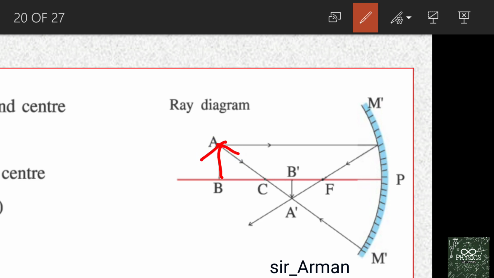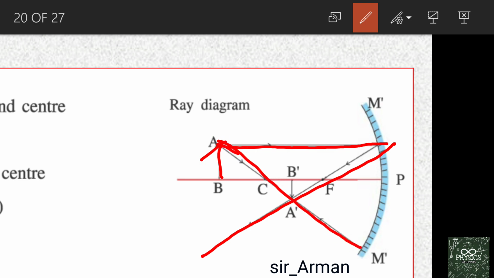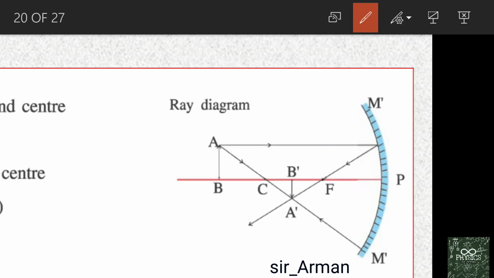Here the first rule was, when the ray is parallel to the principal axis, it passes through the principal focus, and the ray which passes through the center of curvature, after reflection, will reflect in the same direction. So this is our incident ray and this is our reflected ray. This is our incident ray and here the reflected ray. When these two rays meet here, we will obtain an image. So the image is formed between the center of curvature and the principal focus.